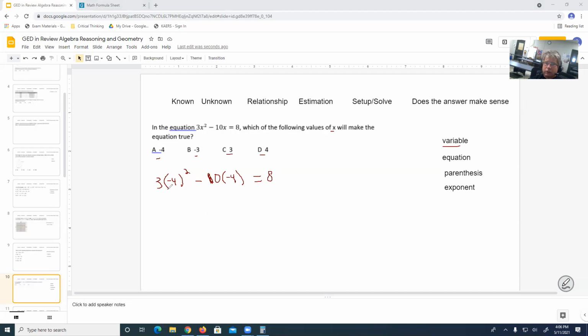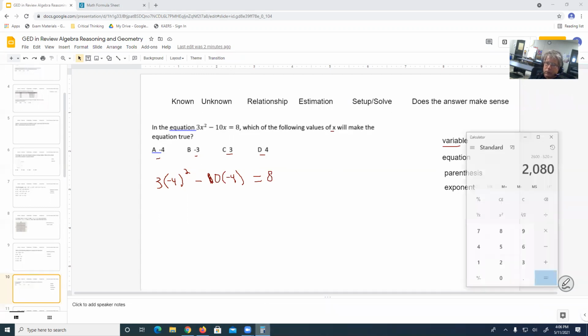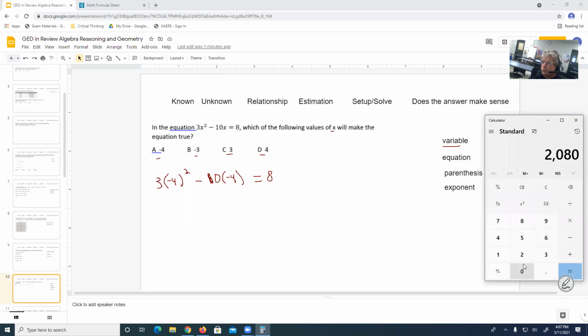So I'm going to try this here. And again, since I don't really have a good calculator, I have to follow the order of operations. So I have to do exponents first. -4 times -4 would be 16. And then 3 times 16, that's going to end up being 48. So this turns into a 48.